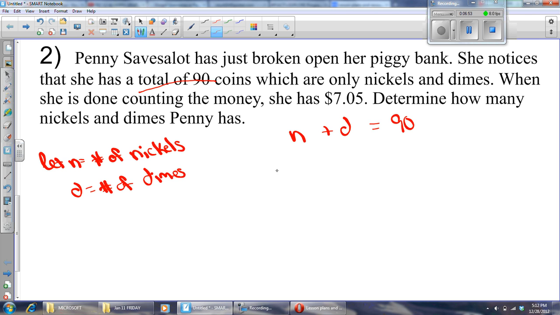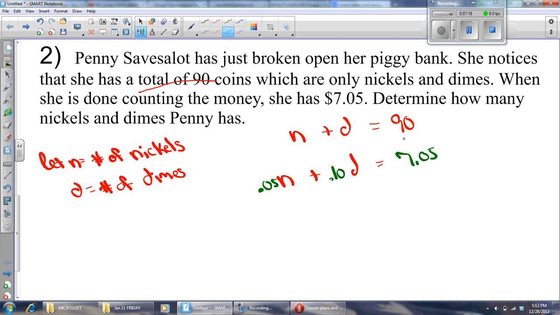Now, very much like the last equation, it's a little bit different on the right-hand side, but I am going to take the value of a nickel, 0.05n. This will give me the money from the nickels. And the value of a dime, 0.10d. That'll give me the money from the dimes. That's going to have to equal the total amount of money.